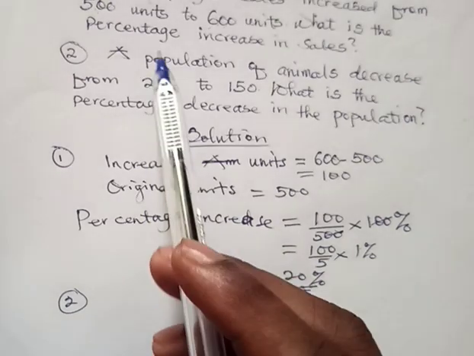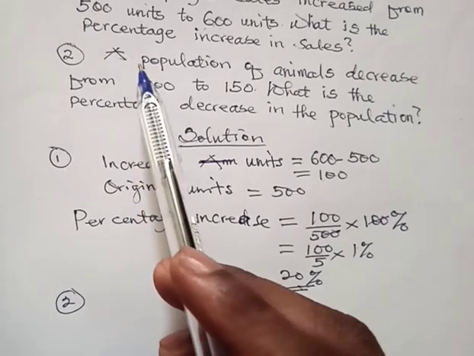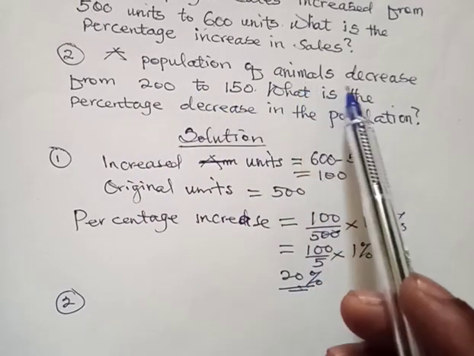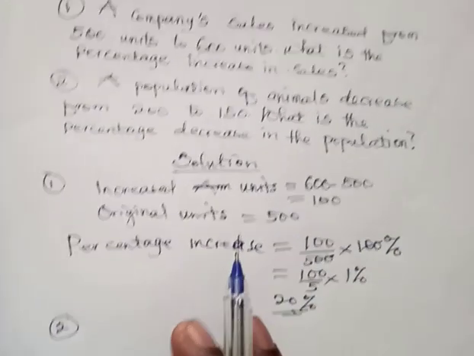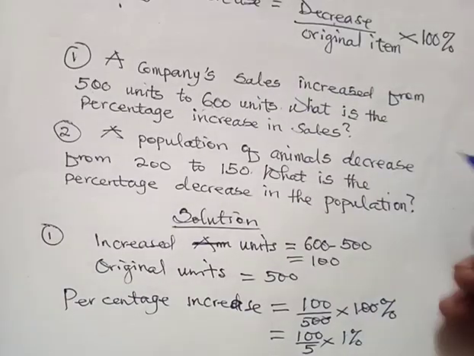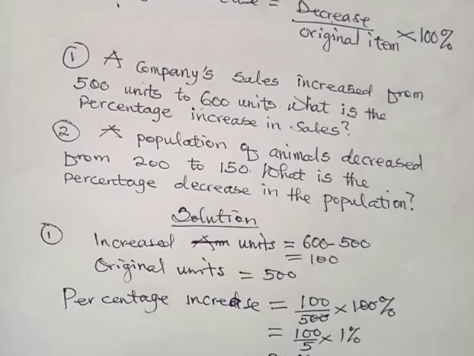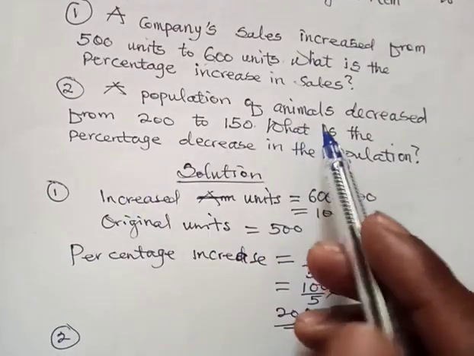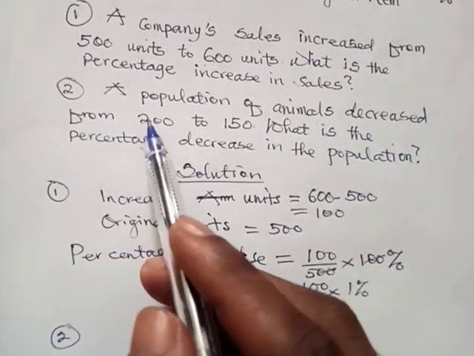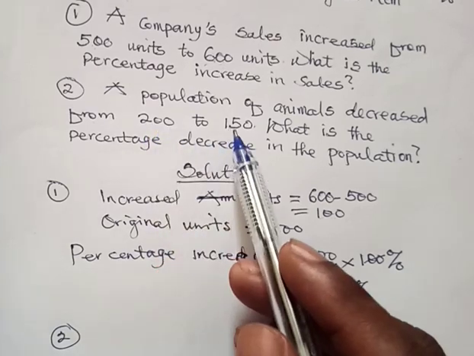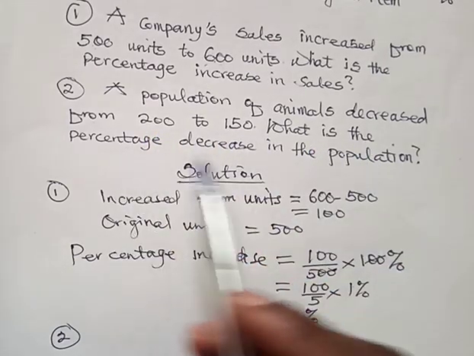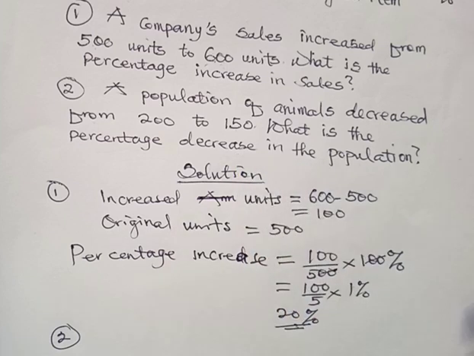Okay, so in example 2 as well, we are saying that the population of animals increased. So this one increased. Let me add D, because in past tense, the population of animals decreased from 200 to 150. What is the percentage decrease in the population?